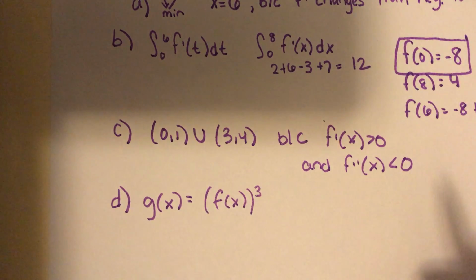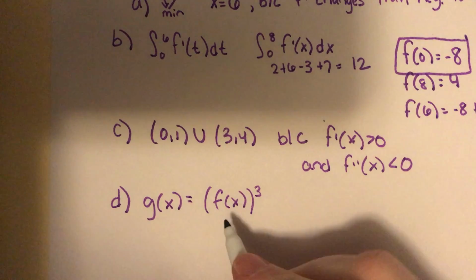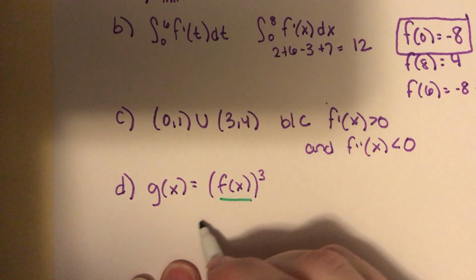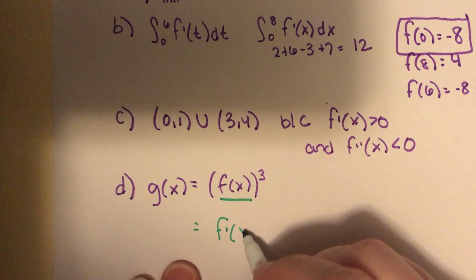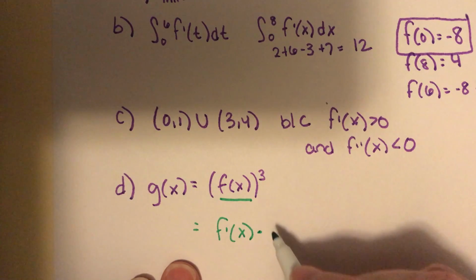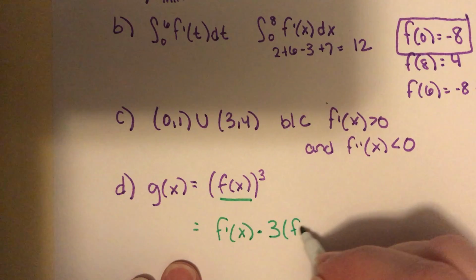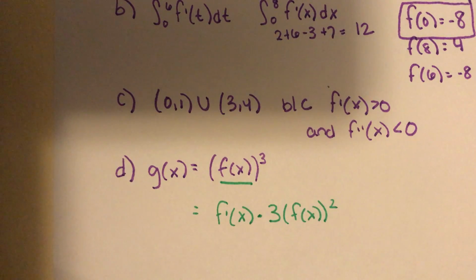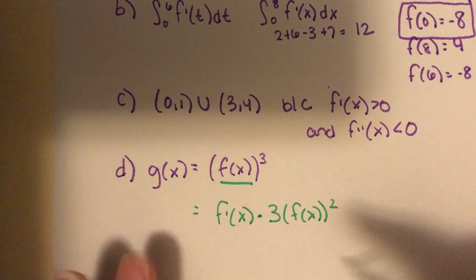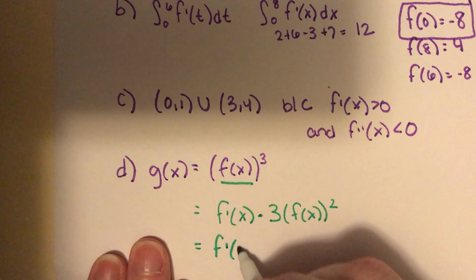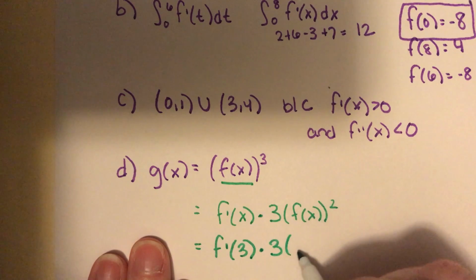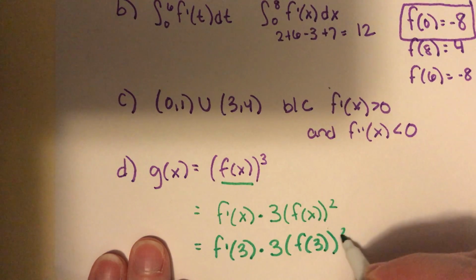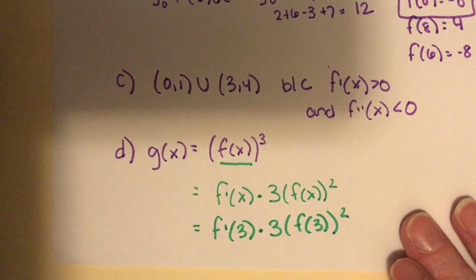So in order to find the slope, I need to take the derivative. So the derivative of this is going to be a chain rule because I have an inside part. So I'm going to start with a chain rule. That's the derivative of the inside, f prime of x, times the derivative of the outside, so 3 f of x squared. And we're evaluating this at 3. So I'm going to plug 3 in for x. And now we're going to solve.